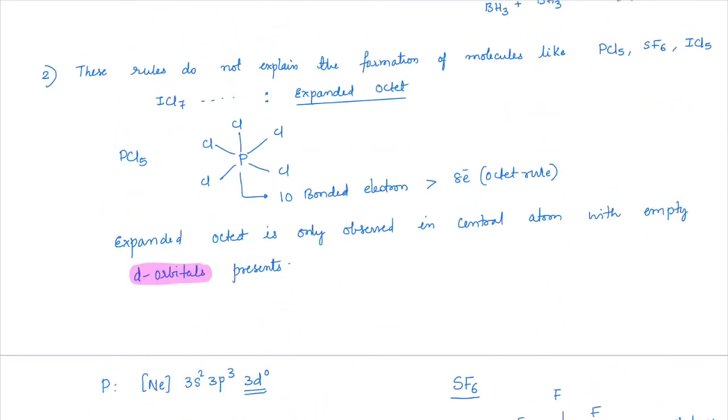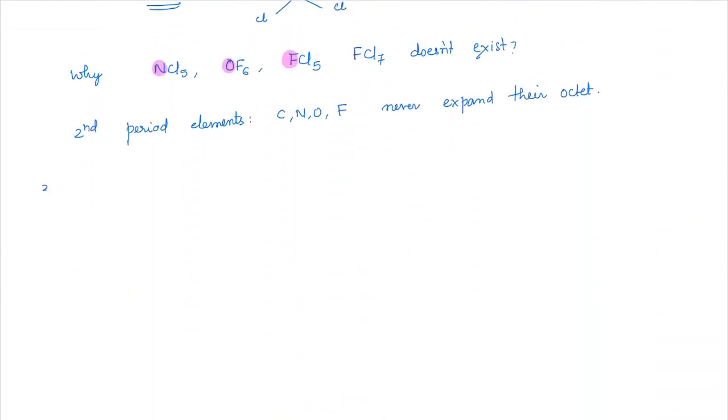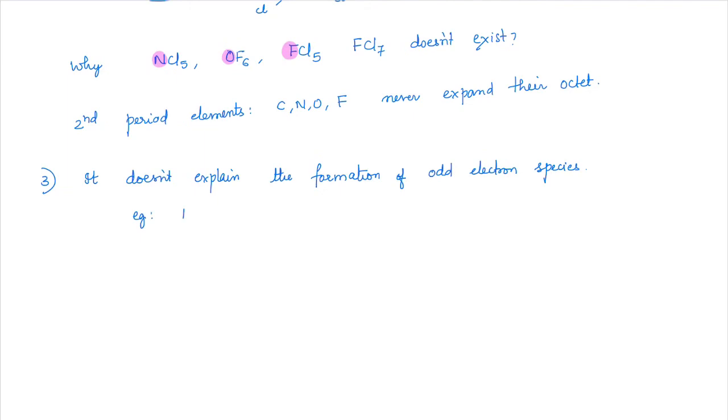Is this clear, guys? So I think the second limitation is also clear. Let us see the third limitation. The octet rule doesn't explain the formation of odd electron species. Examples: NO, NO2 and ClO2. So these 3 are the most used odd electron species. They can never show octet completion.